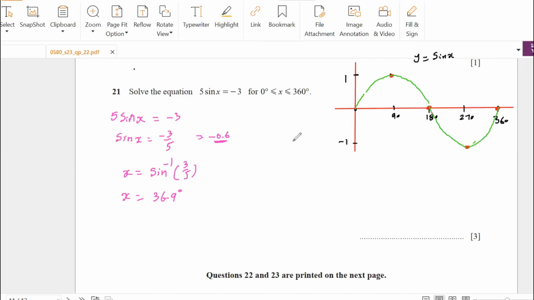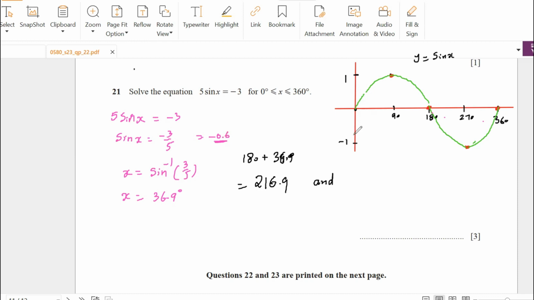Look, we already know that we have to give the answer in either the third quadrant or the fourth quadrant. So you can give the third quadrant answer by adding 180 to this. So one time we will add 180 plus 36.9, you will get one answer. So 180 plus 36.9 gives me 216.9.